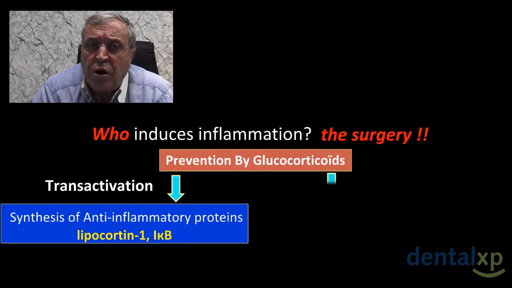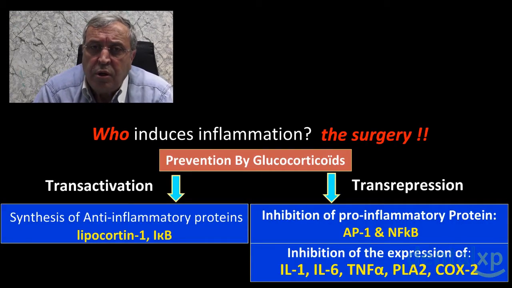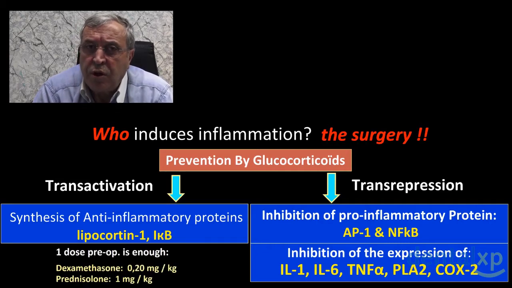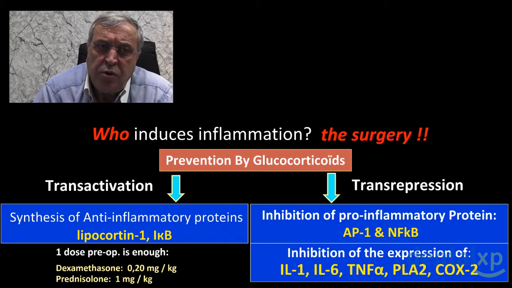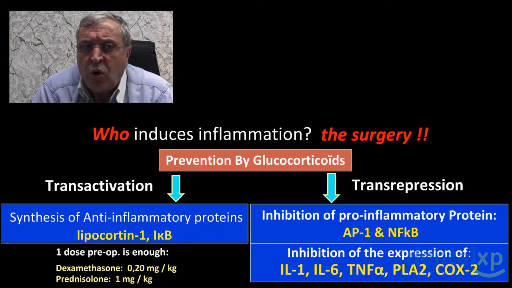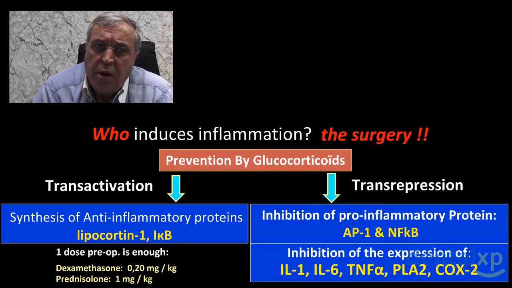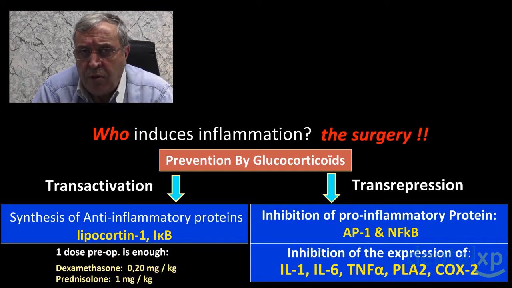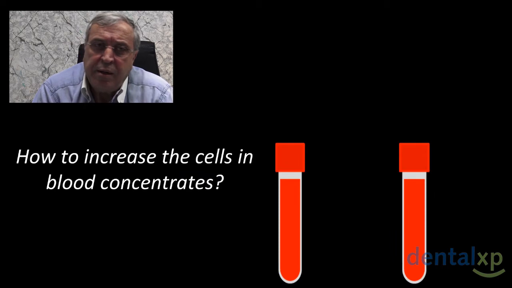And if you want to block or reduce the inflammation, the only solution is to use corticoid, because they reduce the inflammation by inhibition of pro-inflammatory protein and inhibition of expression of interleukin and TNF-alpha. I suggest to give just one dose pre-op of dexamethasone or prednisolone. Dexamethasone is 0.20 milligram per kilo and prednisolone is 1 milligram per kilo. It's enough to reduce dramatically the inflammation and the pain.